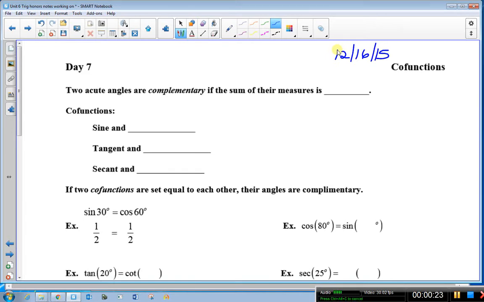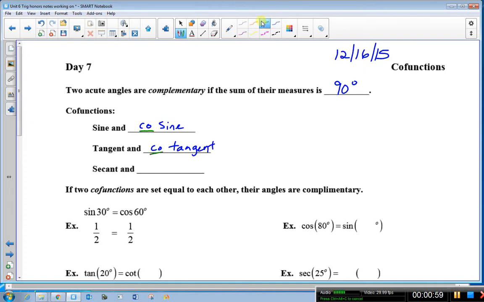So two acute angles are complementary if the sum of their measures is 90. Okay, so cofunctions, you should have noticed, from our chart over there, the sine of 30 is the same as cos of 60. Do you see that? Okay, so sine and cosine, tangent and cotangent.